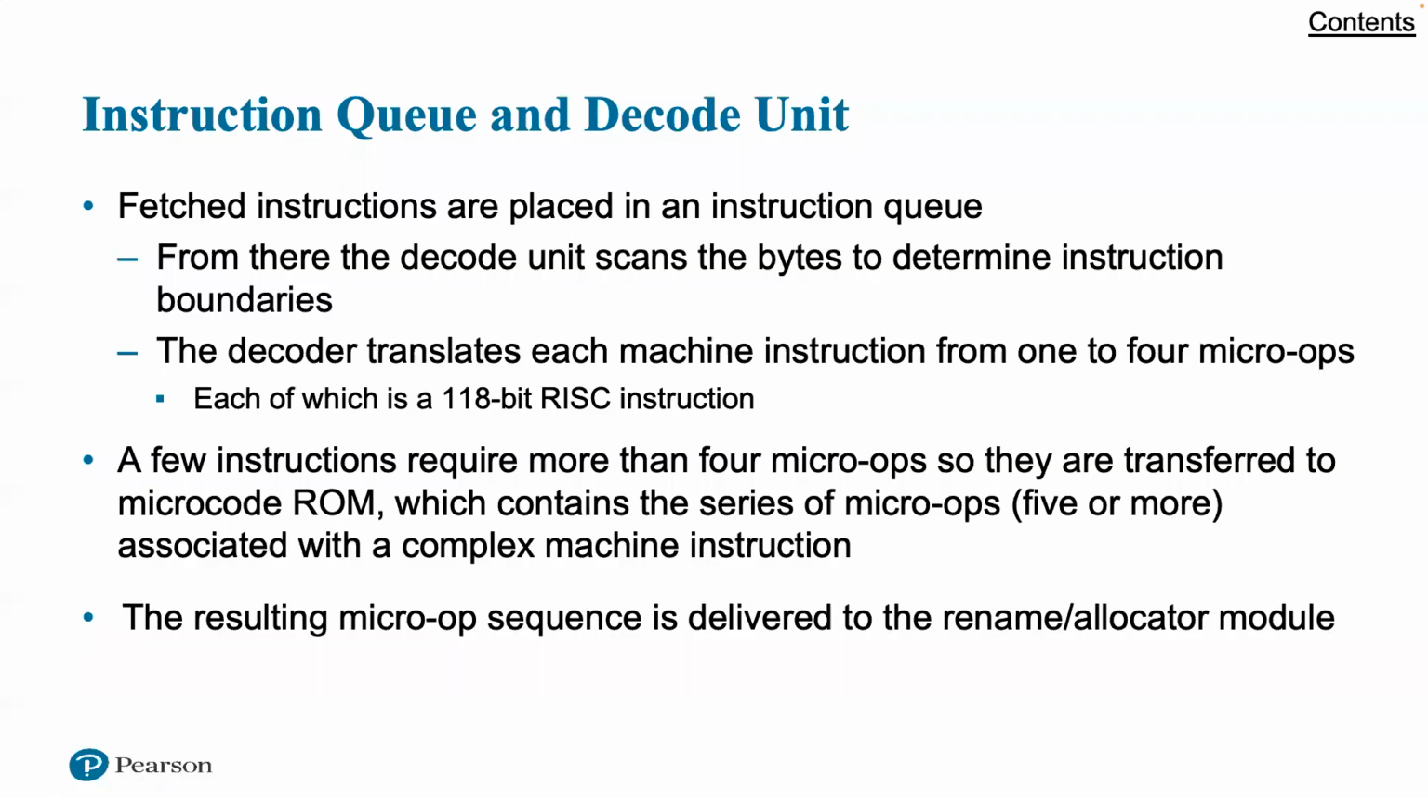Fetch instructions are placed in an instruction queue. From there, the decode unit scans the bytes to determine instruction boundaries. This is a necessary operation because of the variable length of x86 instructions. The decoder translates each machine instruction into 1 to 4 micro-ops, each of which is a 118-bit RISC instruction.